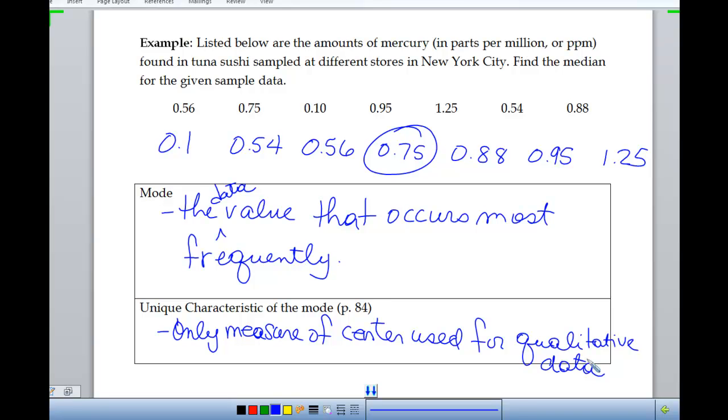Some other things that we should know about the mode is the mode, first of all, doesn't have to be unique. So if we have a data set that has 2 values that occur more than all the other values, but they occur the same number of times, we would say that that data set is bimodal.